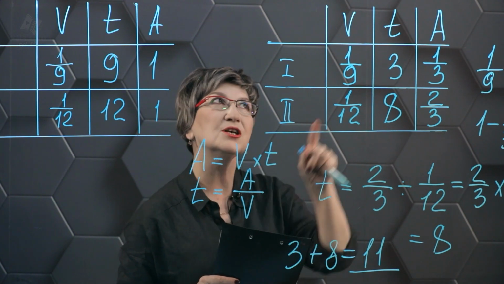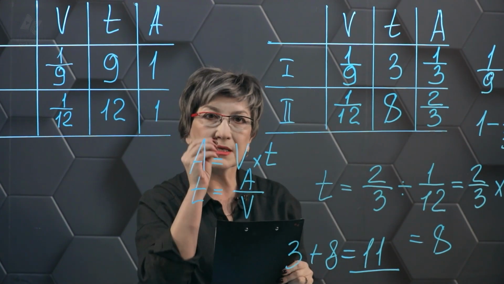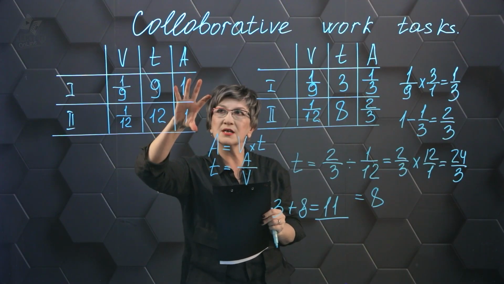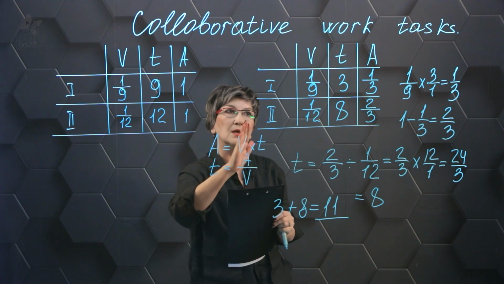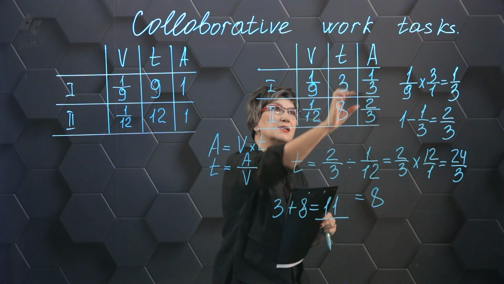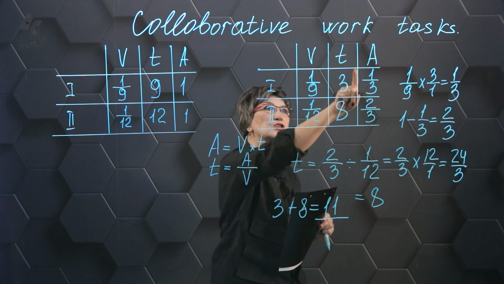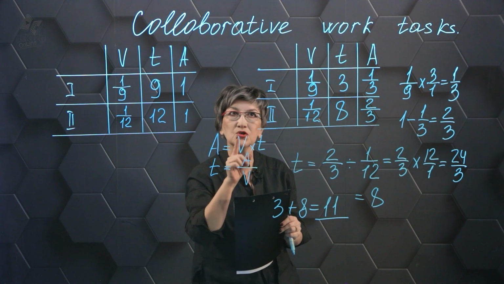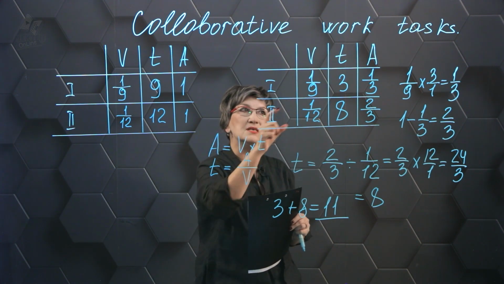Today, in the lesson, we solved another problem of cooperative work. Notice that when I solved the problem, I took 1 unit for the work. And in the other table, I took not a unit for the work, but parts of the whole work, because the first company worked for 3 months and completed only 1/3 of the work.